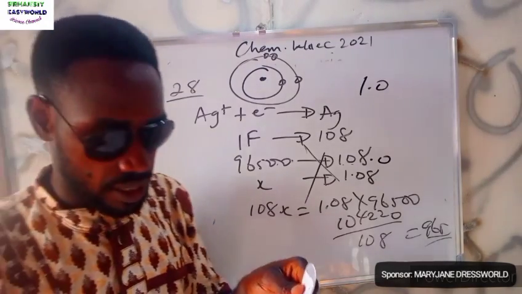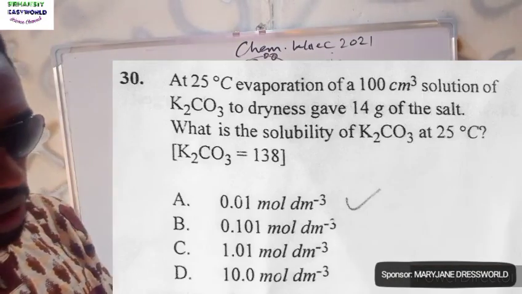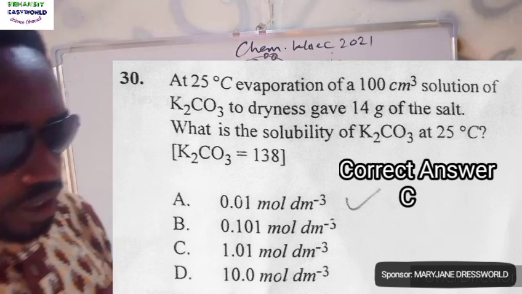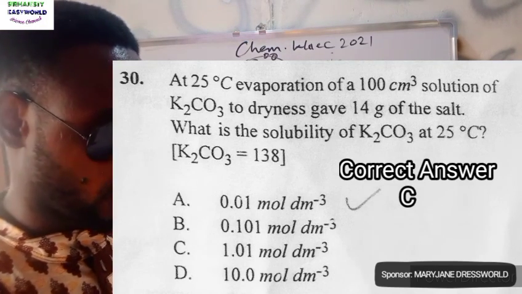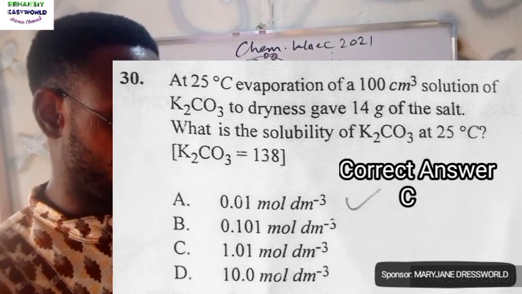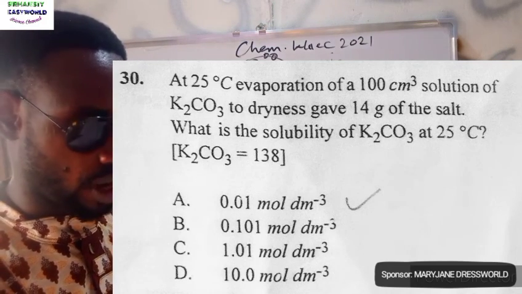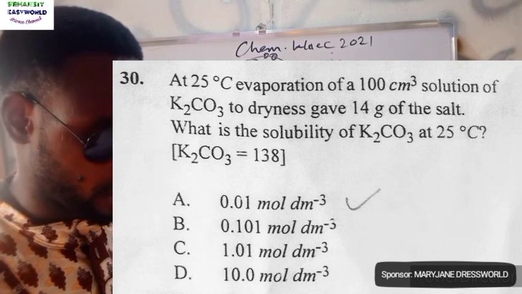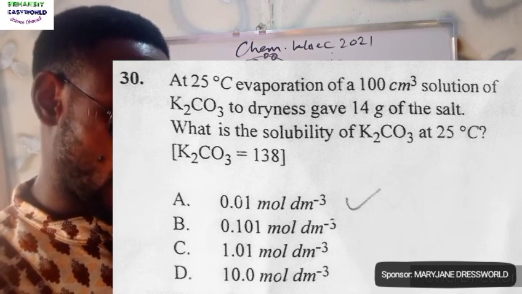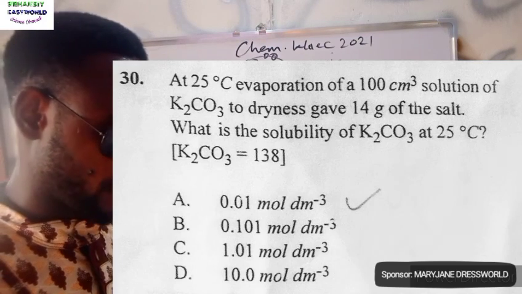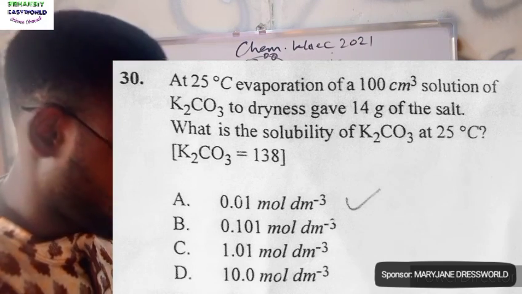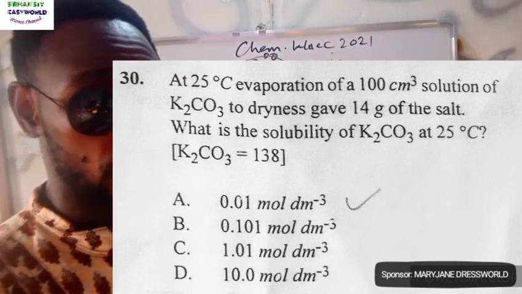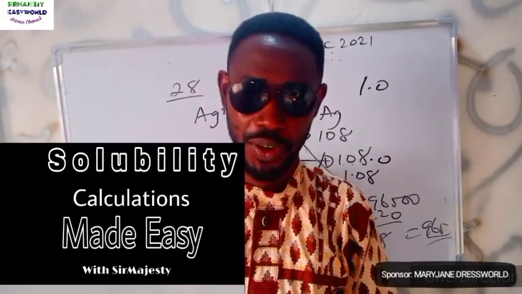Okay, question 30 says at 25 degrees Celsius, evaporation of 100 cm³ solution of K2CO3 to dryness gave 14 grams of the salt. What is the solubility of K2CO3, that is potassium carbonate, at 25 degrees, given the molar mass of K2CO3 as 138? You can watch my video here on solubility made easy, of course.